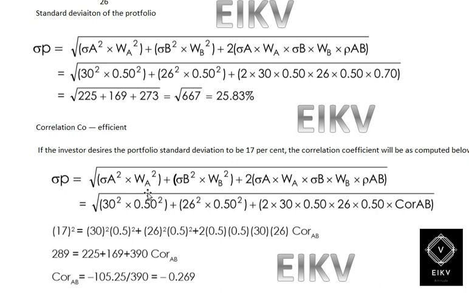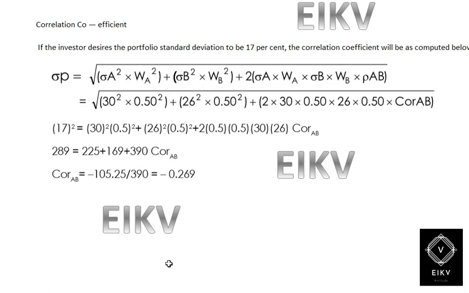So when we take this square root to the opposite side, it becomes a square. Therefore 17 square equals 30 square into 0.5 square plus 26 square into 0.5 square plus 2 into 0.5 into 0.5 into 30 into 26 into correlation. When we solve it, the final value of correlation of AB would be 0.269.